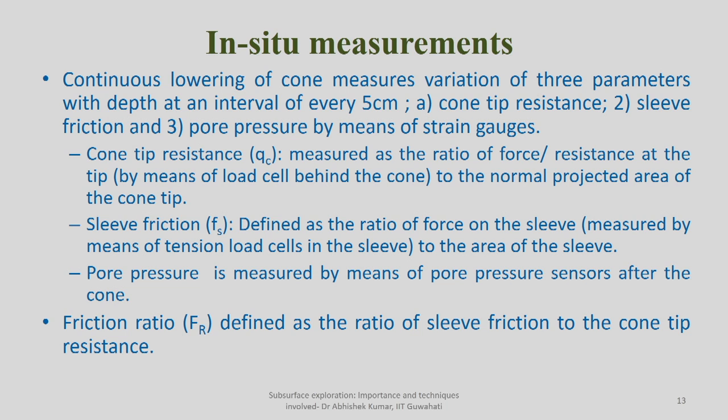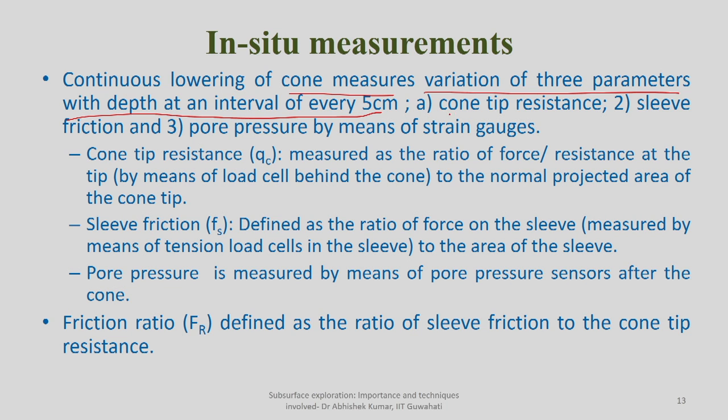So, okay, you went to the site, you centered your equipment, you started lowering, then what field recordings do you have to do? So, the first one is continuous recording. Let us discuss field measurements. Continuous lowering of the cone measures variation of three parameters. As I told, it keeps on recording at every interval of 5 centimeters. So, you will have some recording, then after 5 centimeters another set of data, another 5 centimeters, another set of data, and so on till the depth of your interest.